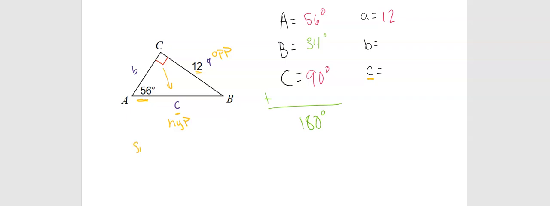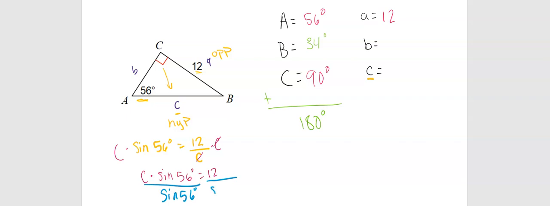So we have sine of 56 degrees equals 12 over C. Okay. This is going to take a couple of little steps. We've seen these before, but I know that this one's a little bit trickier. So let's start by multiplying C to both sides. We end up with C times sine of 56 degrees equals 12. But that doesn't quite help me get C all by itself, so now I have to divide by sine of 56 degrees on both sides.